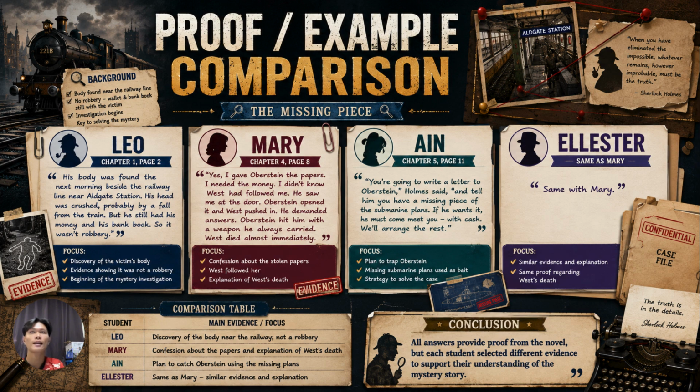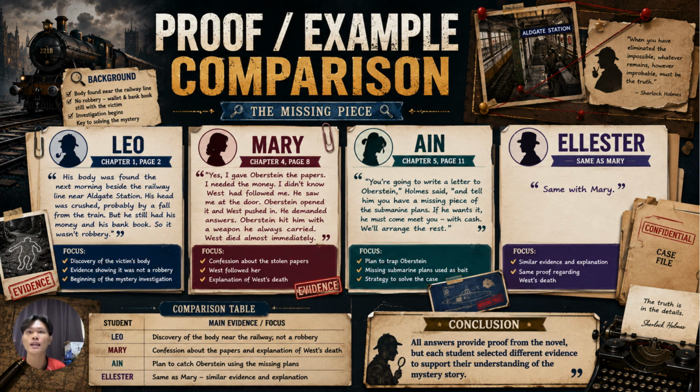So why do I say Sherlock is very logical? Because in chapter number 1, page 2, Sherlock said, his body was found the next morning beside the railway line near Aldgate station. His head crushed, probably by a fall from the train, but he still had his money and his bank, so it wasn't a robber.